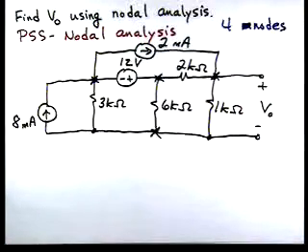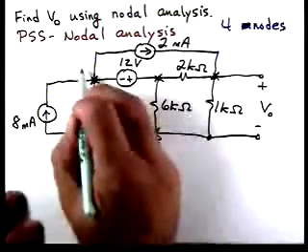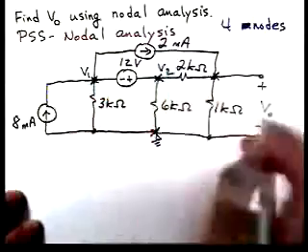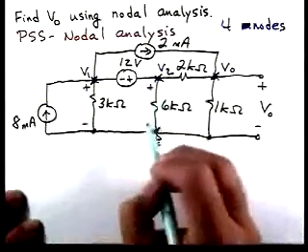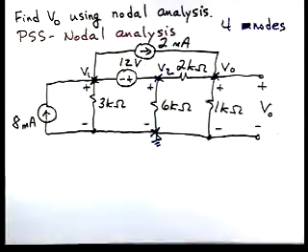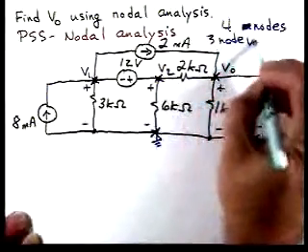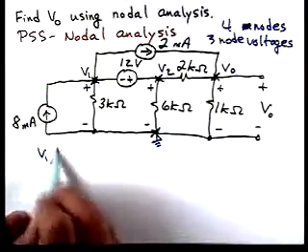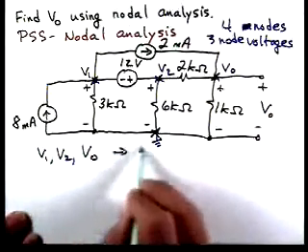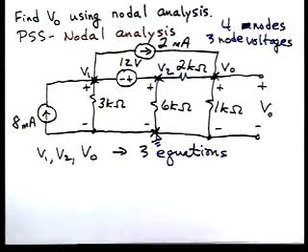Okay, we're going to pick one as a reference node. Let's pick the bottom one. Okay, and now let's assign a node voltage. I'm going to call this one V1, this one V2, and this one V0. Again, remember the polarities that we have for our node voltages. So we have 4 nodes, 3 node voltages. Those node voltages are V1, V2, and V0, which means we have to have 3 equations.